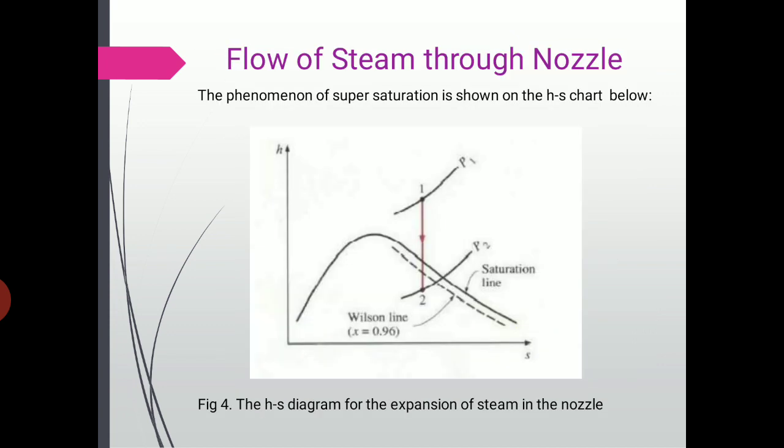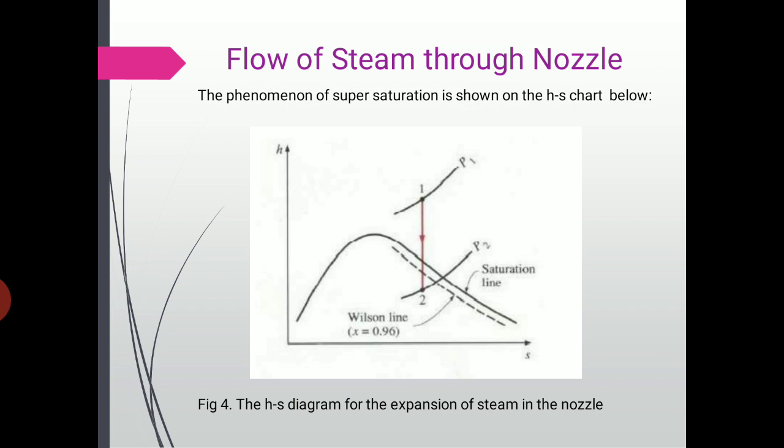Okay, so normally 4 to 5% of moisture will be there. This is the brief introduction about the supersaturation concept. Fine. So this is an enthalpy and entropy diagram. Okay, there is a saturation curve.